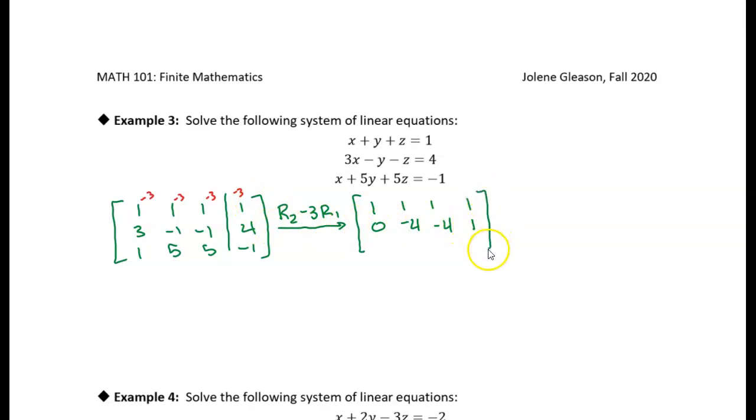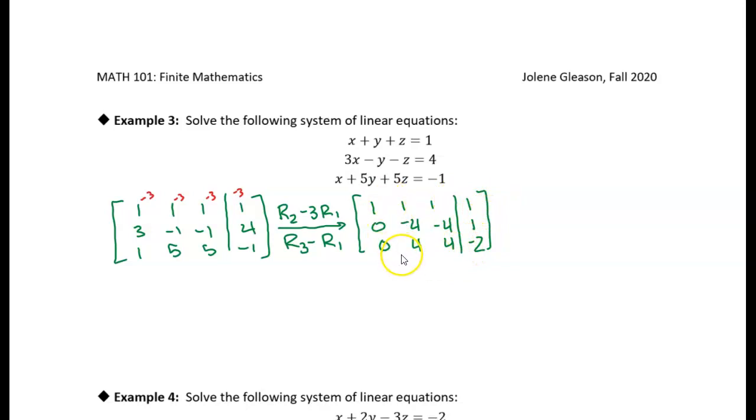Okay. Now, while I'm at it, why don't I just go ahead and subtract row 1 from row 3, because I can get a 0 in the lower left-hand column there as well. So I'm going to take row 3 and just subtract the original row 1. Okay, so 1 minus 1 is 0. 5 minus 1 is 4. 5 minus 1 is 4. And negative 1 minus 1 is a negative 2. All right, so there's my new augmented matrix.